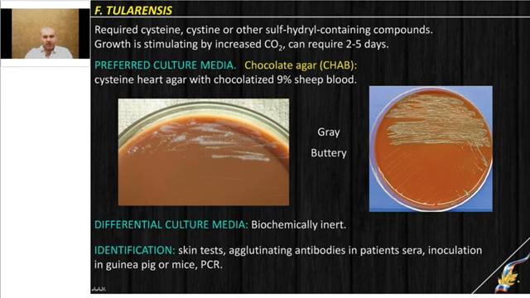To cultivate Francisella tularensis, it's better to use chocolate agar or CHAB agar. It is a type of blood agar, but used mainly for Francisella tularensis.